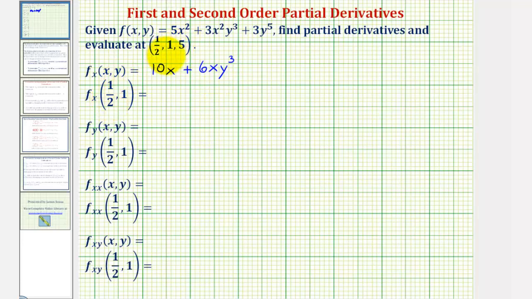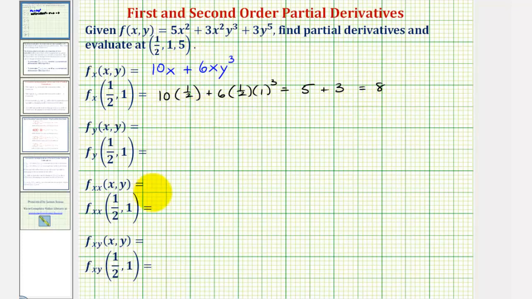So here's our first order partial derivative with respect to x, and now we'll evaluate this at our point. Notice how we only need the x and y values, so we'll substitute 1/2 for x and 1 for y. So we'd have 10 times 1/2 plus 6 times 1/2 times 1 cubed, which would give us 5 plus 3, which equals 8. Which means the slope of the tangent line in the x direction at this point is positive 8.